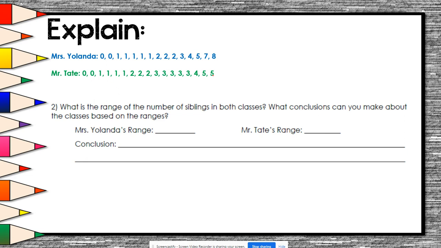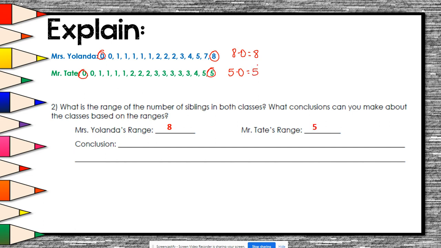Number 2 asks, what is the range and what conclusion can we make? Well, remember, range is the greatest minus the least. So for Miss Yolanda, the greatest is 8 and the least is 0. So we would do 8 minus 0, which would give us 8. For Mr. Tate, the greatest is 5, the least is 0. So we would do 5 minus 0, which would give us 5.